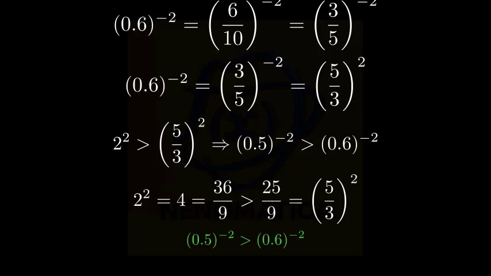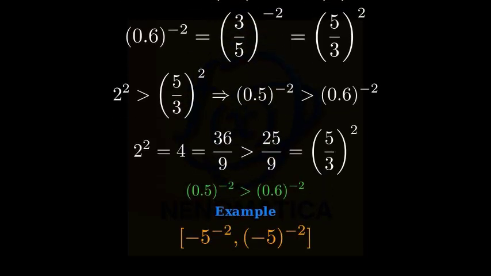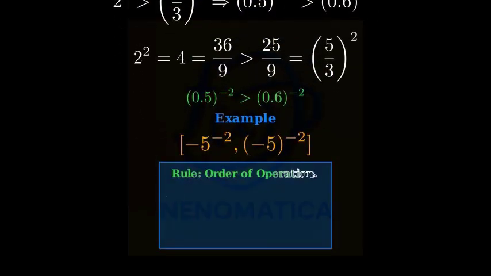For our final example, we need to compare -5 to the power of -2 and (-5) in parentheses to the power of -2. It's important to understand the difference between these expressions. In the first case, we have the negative of 5 to the power of -2, while in the second case, the entire -5 is raised to the power of -2.